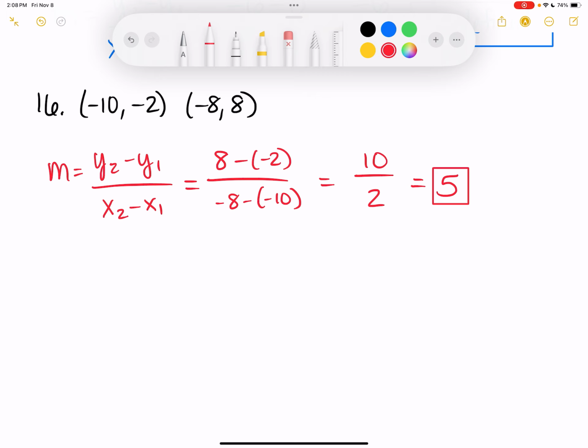All right, settle down. Y2 was 8 minus Y1 was negative 2. 8 minus a negative 2 would be plus, so that would be 10. Over X2 was negative 8 minus X1 was negative 10, so minus a negative is plus. So negative 8 plus 10 would be 2. 10 divided by 2 is 5. Do you have a question? In just a second.